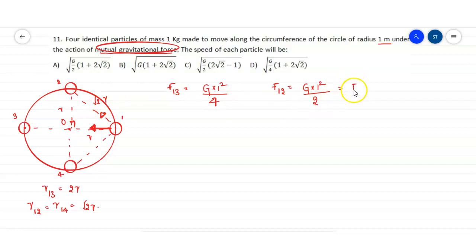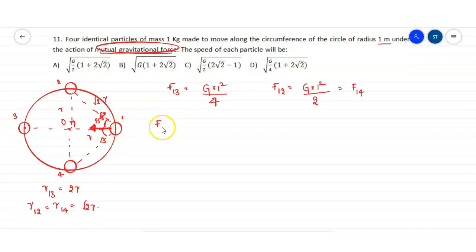We have a similar situation with particles 1 and 4, so F14 will also be equal to F12. These will be acting along these two directions. F12 will be in this direction, F14 will be in this direction. We want the forces acting in the radial direction, so here we have to calculate the components. This angle is 45 degrees and this is also equal to 45 degrees.